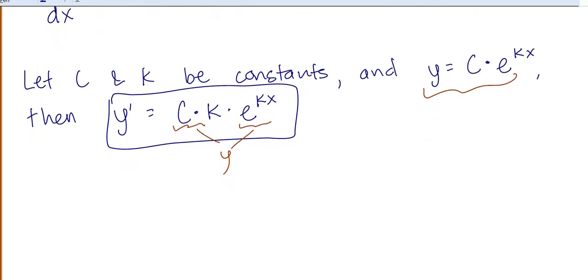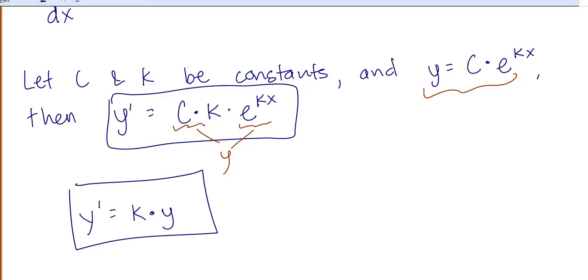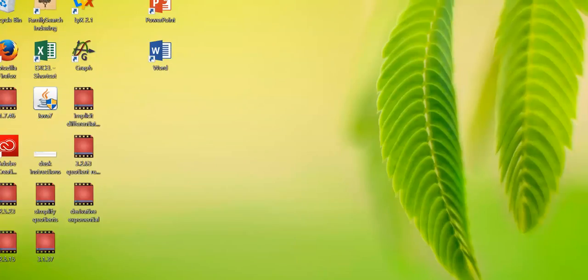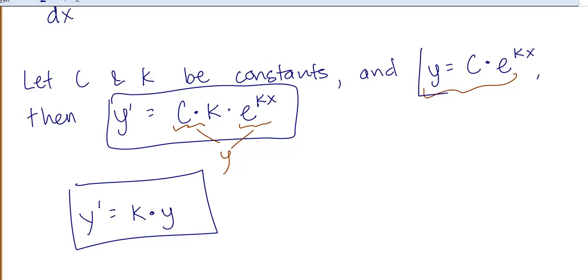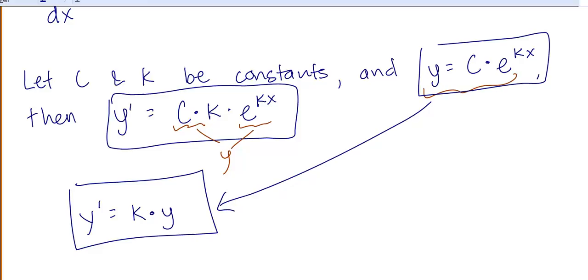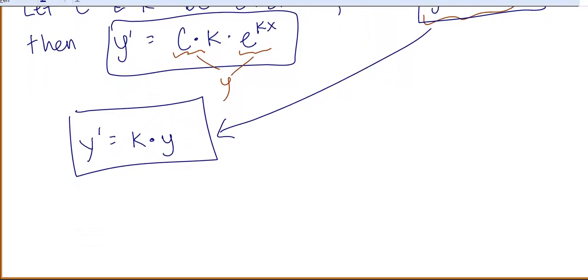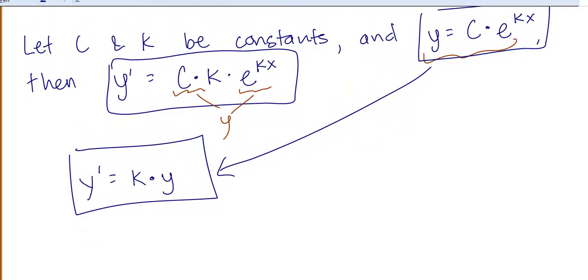So in general, y prime equals k times y. So if we start off with this y equation, then the derivative will be k times y. Now this is interesting. We're seeing patterns, but what if we want to go about this backwards? This is where we truly look at differential equations.